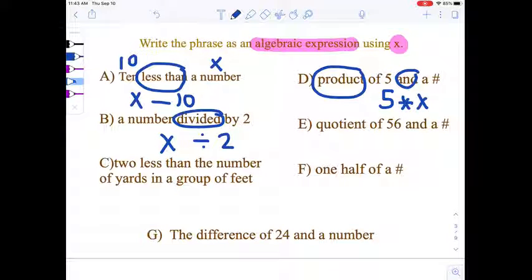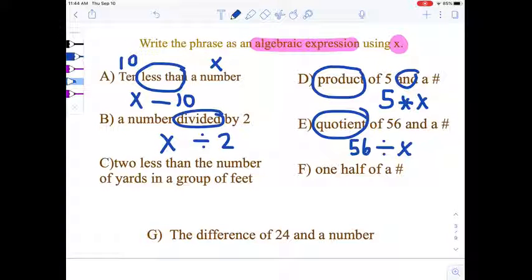Letter E says the quotient of 56 and a number. I know quotient is division, so I'm finding division. And then whenever we see the word quotient, we just write the numbers and variables left to right. So this would be 56 divided by x.